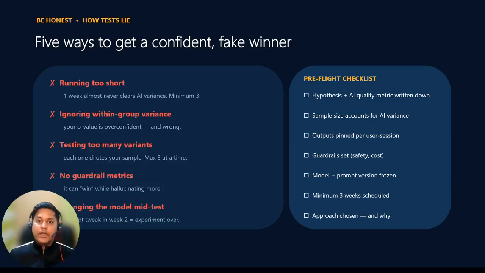Because in 4 weeks, when someone questions the result, the sentence is what saves you. Okay. So 10 minutes of this checklist prevents the thing that happened to me, shipping with confidence, then quietly watching the metric drift back.